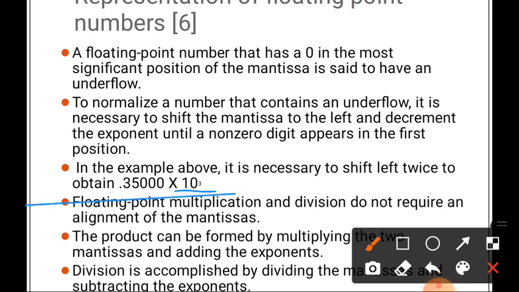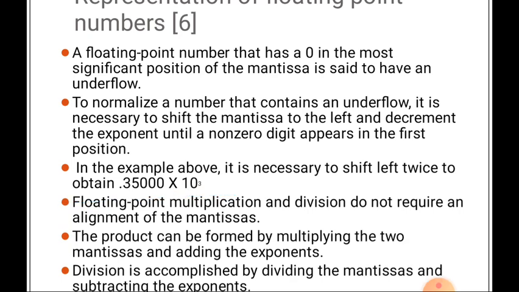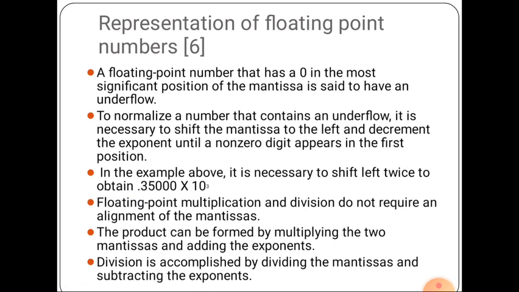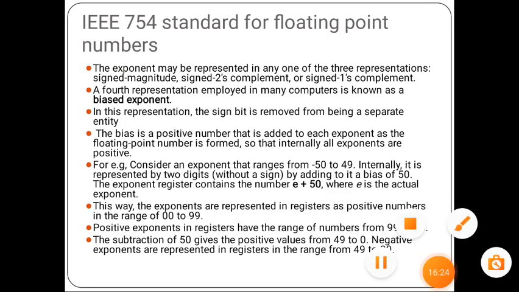Next, floating point multiplication and division operations. They do not require any alignment of the mantissas. The product can be formed by multiplying the two mantissas and adding the exponents. For multiplication, just multiply the mantissa values and add the exponent values, and we will get the result. For a division operation, just divide the mantissas and subtract the exponents, and we will get the result. This is all about the representation of floating point numbers.